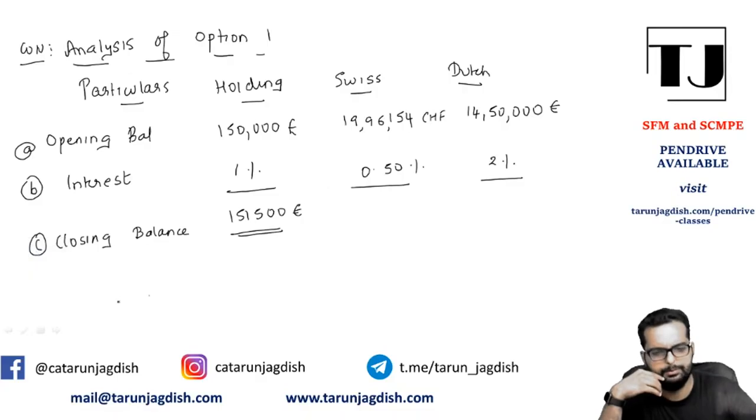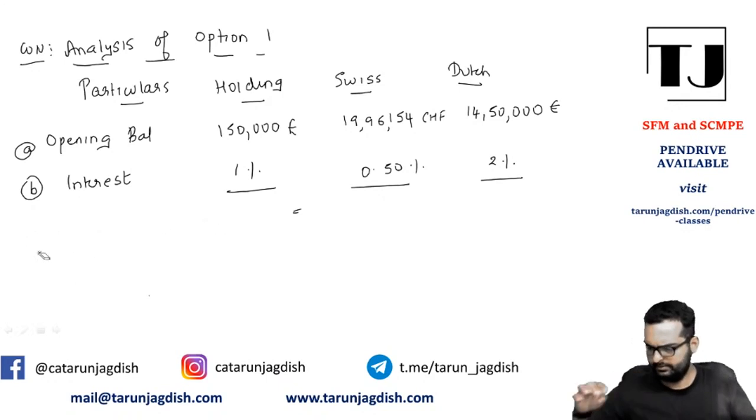Friend, there is a small mistake. This 1% is only for how many days? It's for 91 days, right? So just a minute. I have to do it for 91 days and then take the interest amount and then add it to the closing value.